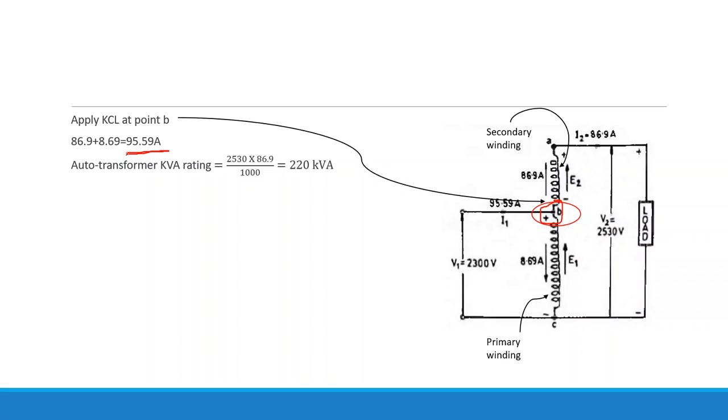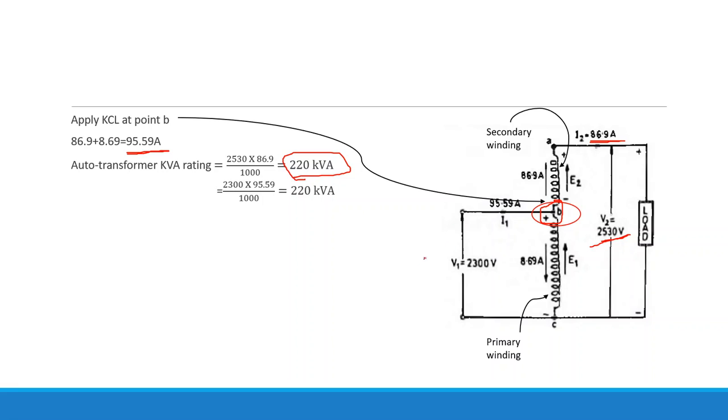Now we are in a position to calculate the auto transformer kVA rating. What will it be? Voltage multiplied by current divided by 1000, just for getting the kVA. What is the voltage here? The voltage across the load is 2530. And the current flowing through this load will be the secondary current. What is the secondary current? That is 86.9 ampere. Just multiply it, and you are going to get the rating of the transformer as 220 kVA. Is it clear? Hope the things are clear to you. There is another way by which you can calculate this rating.